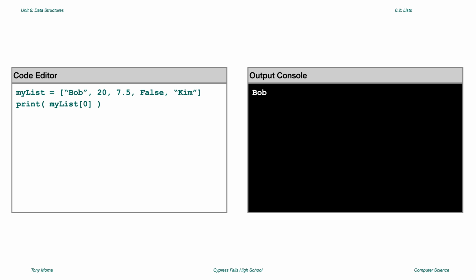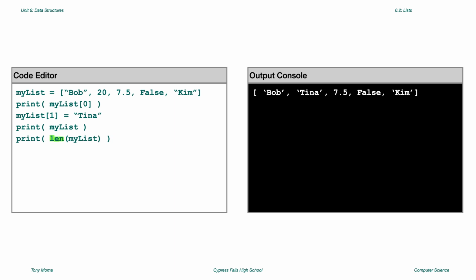Now, unlike a tuple or a string, we can partially modify a list. So there's nothing wrong with me saying, replace the value at index 1 with Tina. This type of statement would not be allowed with a tuple or a string because you can't modify those variables unless you're replacing them entirely. But that's not the case with the list. With the list, you can partially modify it. Thus, when I print out my list as a whole, you'll see the original values, but with the number 20 replaced with Tina.